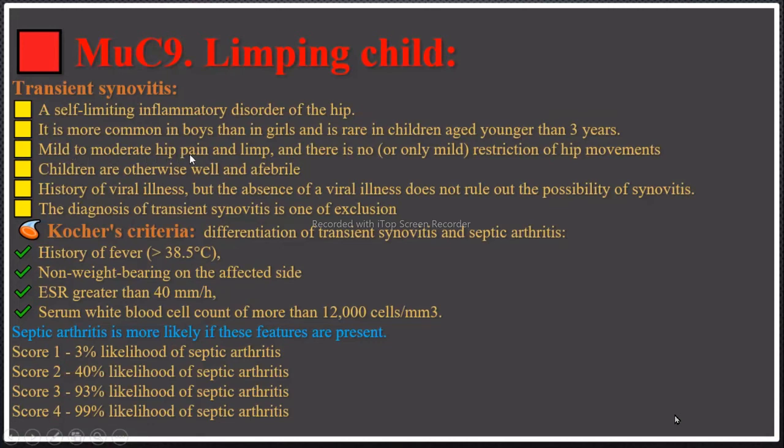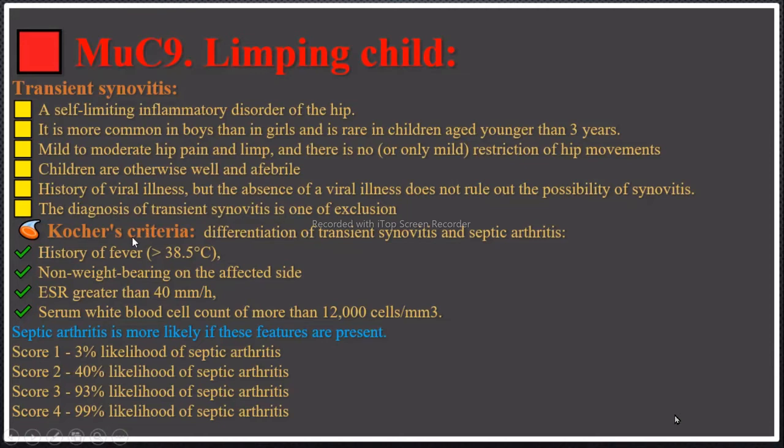Mild to moderate hip pain and limp. There is no restriction of hip movement. The patient in the scenario, they will not mention a restriction. So it's transient synovitis. Children are otherwise well, afebrile. History of viral illness, whatever 3 days or 4 days, flu symptoms. Absence of viral illness doesn't rule it out. So it rules in, but doesn't rule out. Diagnosis of transient synovitis is one of exclusion.